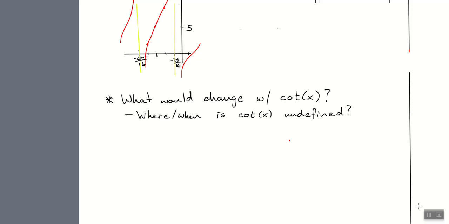Where is it undefined? Tangent is undefined at pi halves and at negative pi halves because sine over cosine is 0 there, right? This time, where is cotangent undefined?